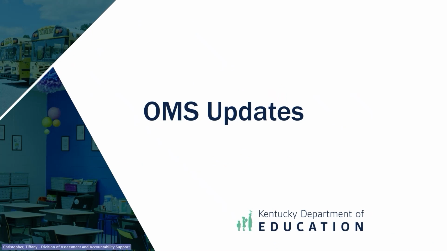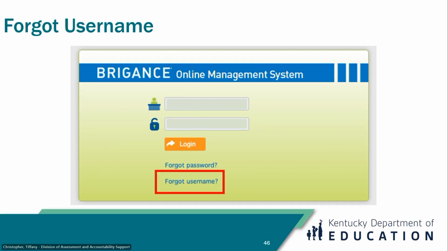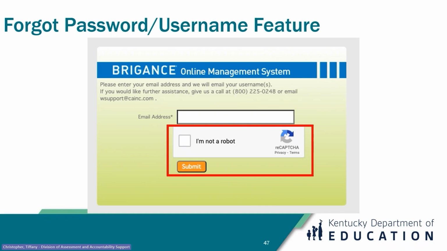Next, we'll review the OMS updates. The update you will see is the Forgot Username and Forgot Password option on the login page. When you click on this option, you will be directed to entering your district email as well as clicking the security feature.